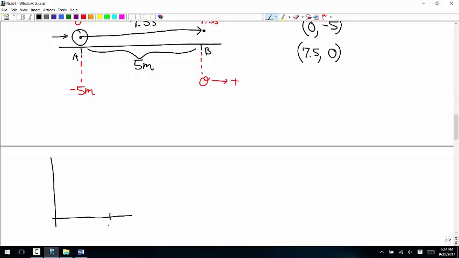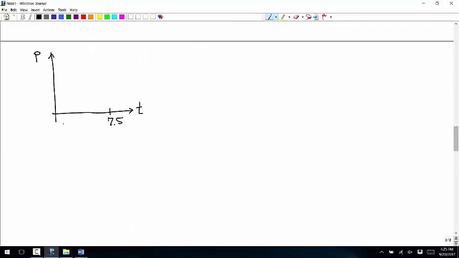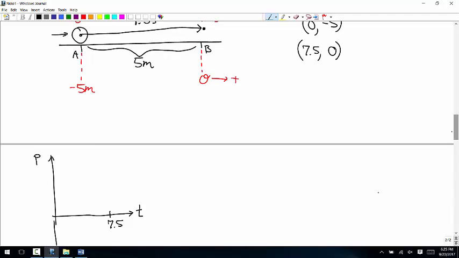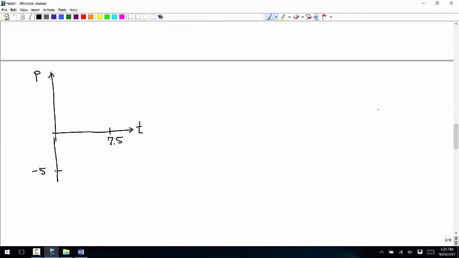So 0 and 7.5 seconds on the time axis. And for position, we want 0 and negative 5. So we'll go from 0, negative 5, that's this, to 7.5, 0, that's this. So that's the position versus time graph. Any questions about that one?